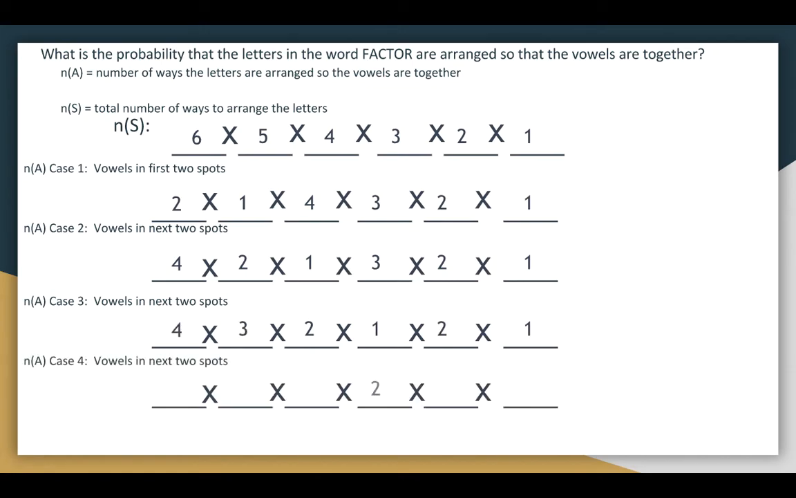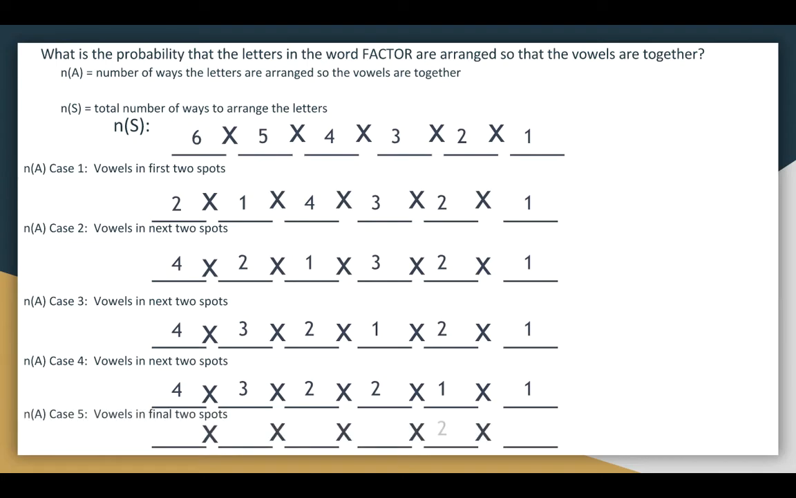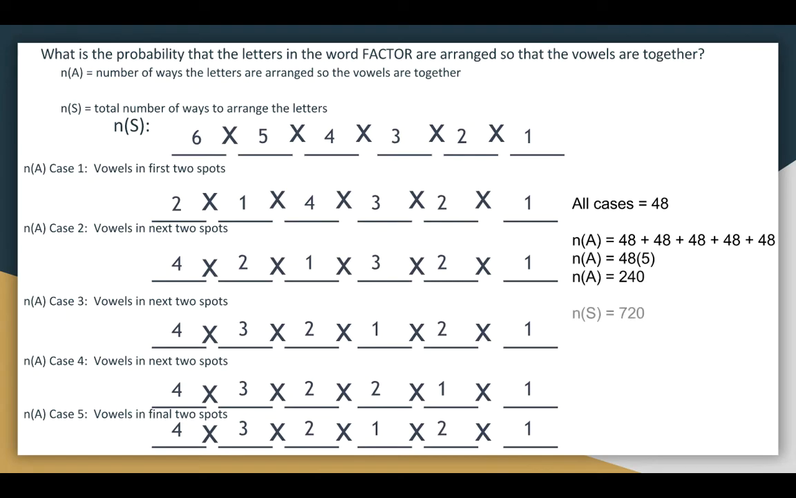Case 4 is similar. And case 5 is similar. Put them in the last 2 slots, and then 4, 3, 2, 1. So they'll all be equivalent cases, but they're all separate cases in their own right. And so all the cases are 48. We've got 5 times 48 cases, and so that's a total of 240. N of S is 720. The probability is 240 out of 720.